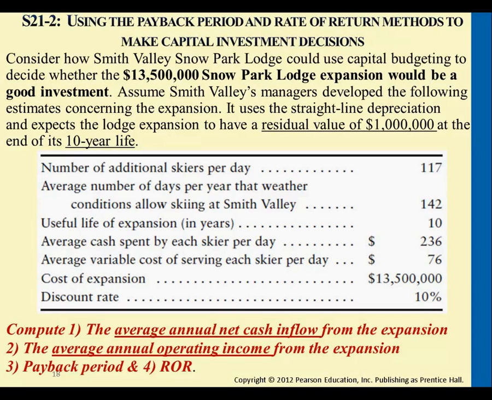Once you figure out what it is per skier per day, we'll take that number and multiply it by all the additional skiers at the resort. Then once we have that number, the cash inflow for all additional skiers per day, we'll multiply by the number of days a year. So I'm walking you through it.